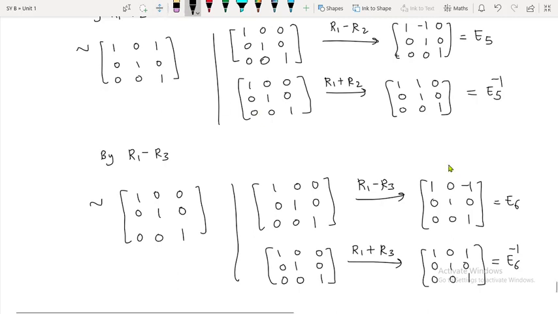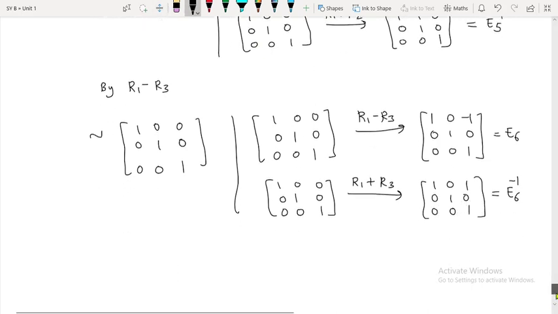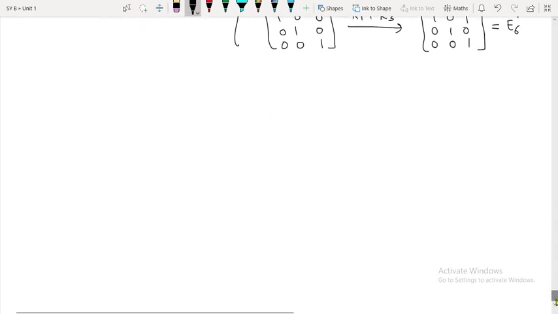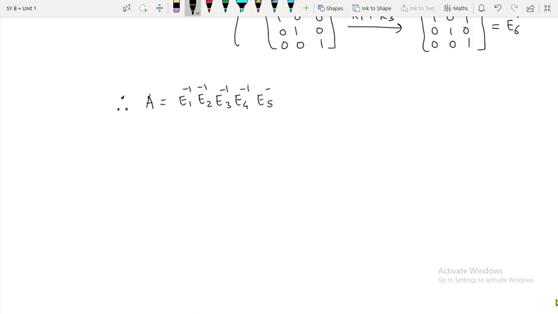So therefore we have expressed A as a product of elementary matrices. Therefore what is your A? Therefore your A will be E1 inverse, E2 inverse, E3 inverse, E4 inverse, E5 inverse, and what? E6 inverse. And you already know what are the values of E1 inverse, E2 inverse up to E6 inverse. So you simply write down those values and we are done.